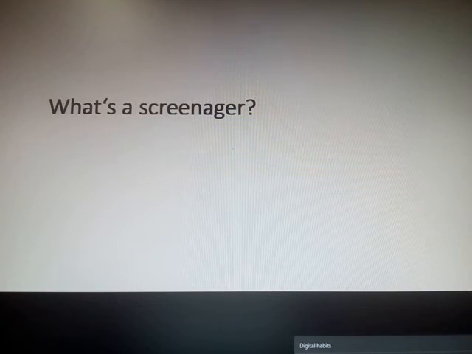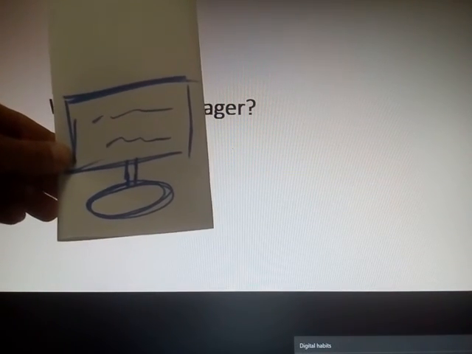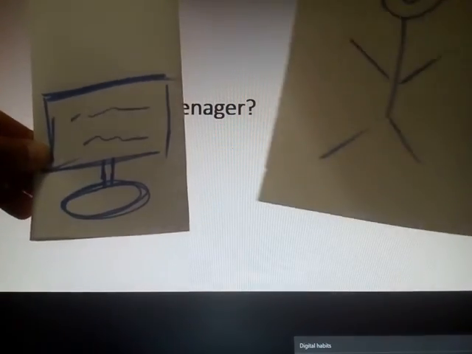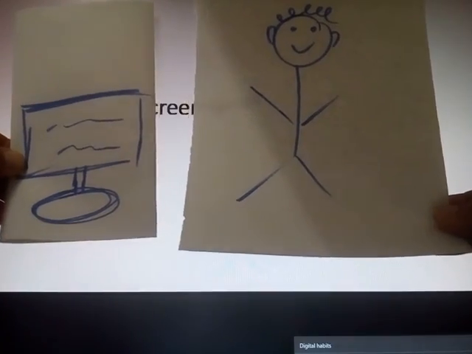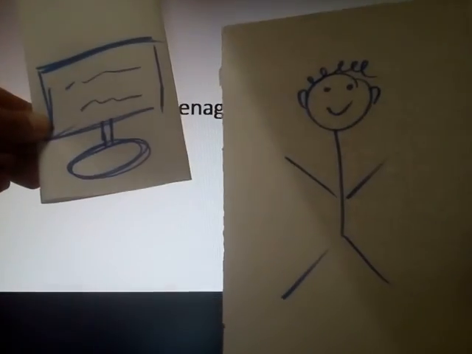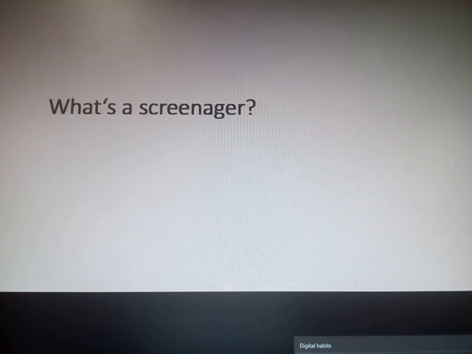And I'll give you a little tip. It has two parts. The first part is a screen. And the second part, oh, that's you. It's a teenager. So if you combine a screen with a teenager, you get a screenager. So what do you think is typical of a screenager?